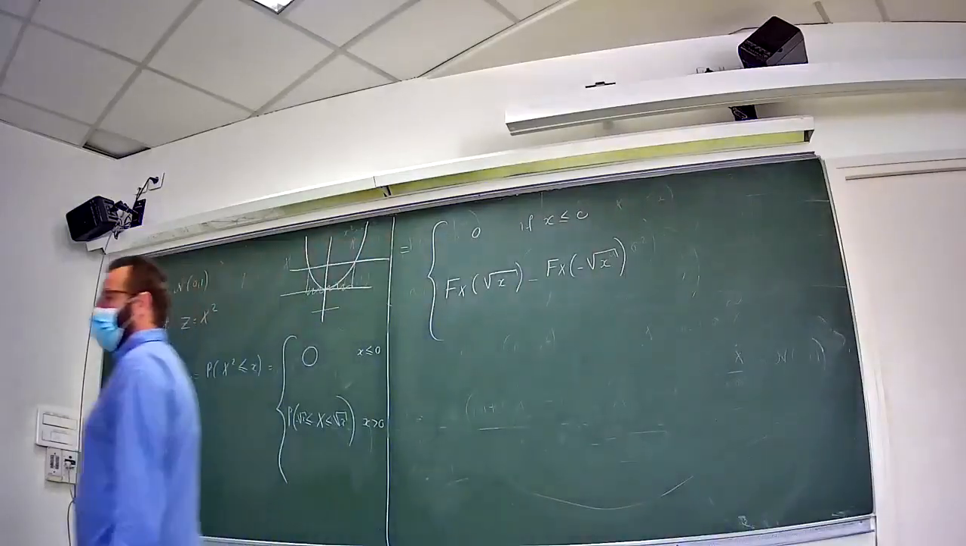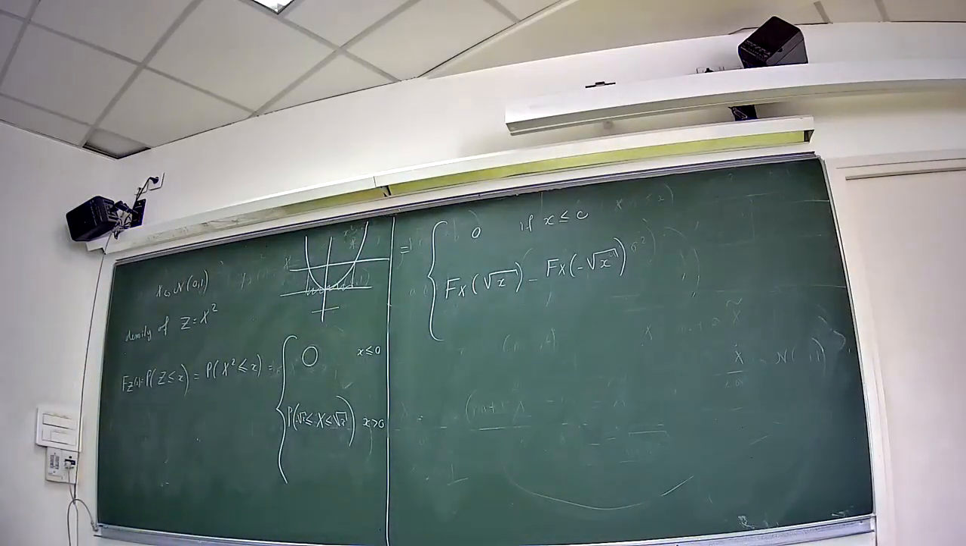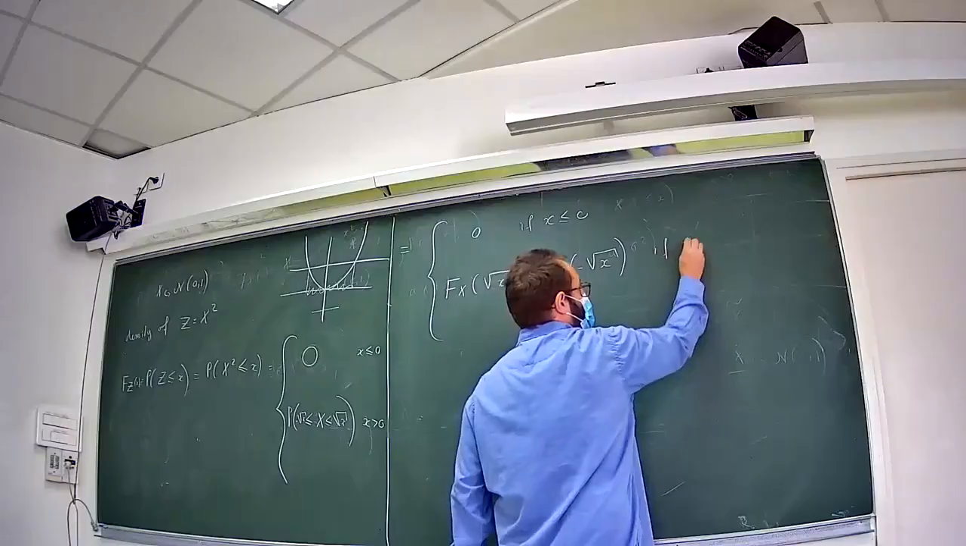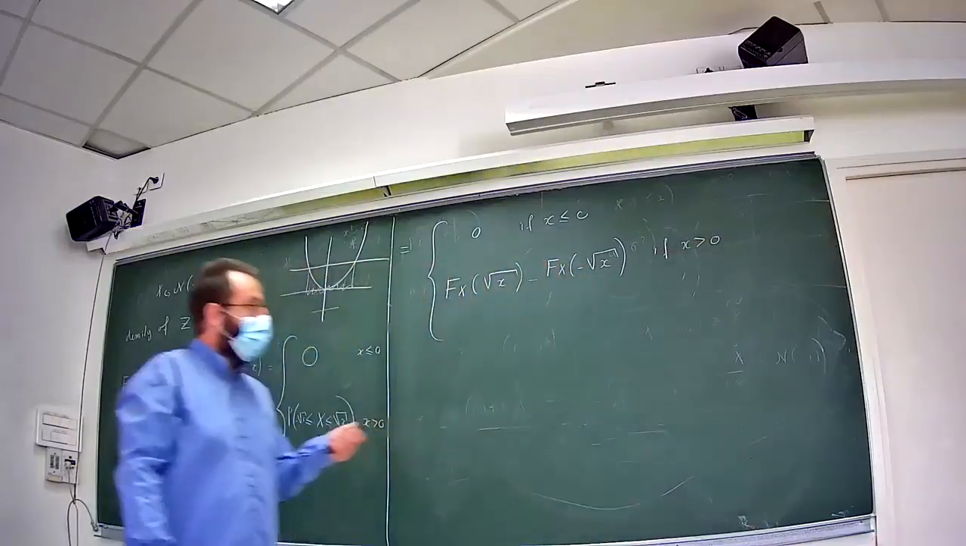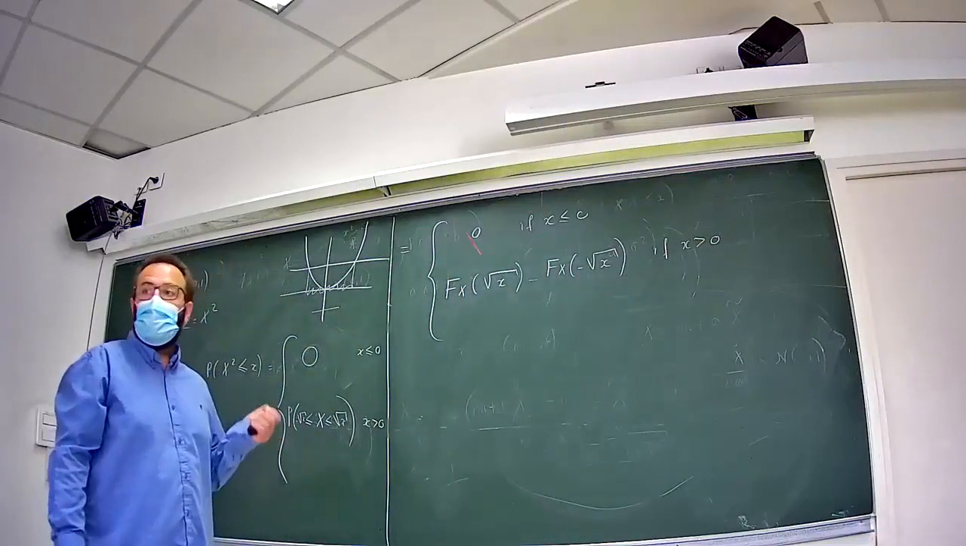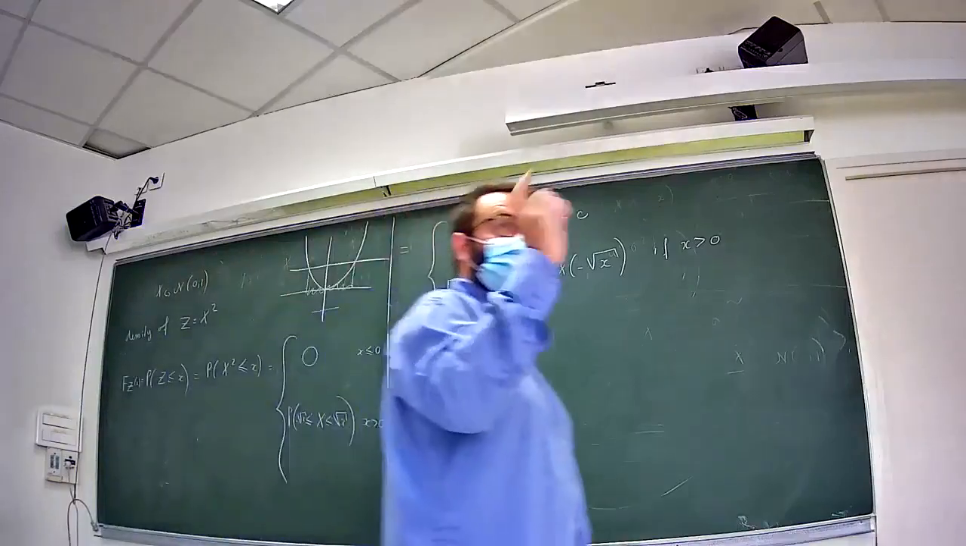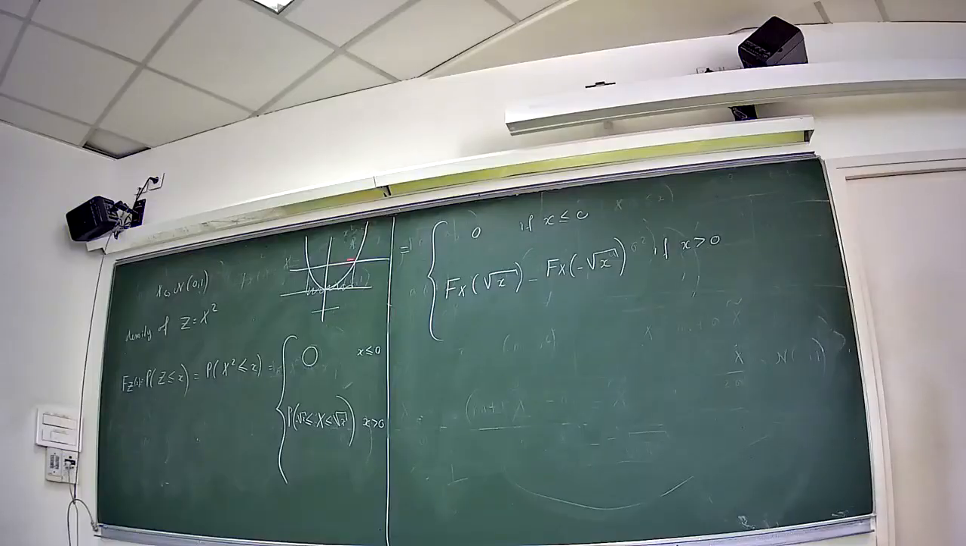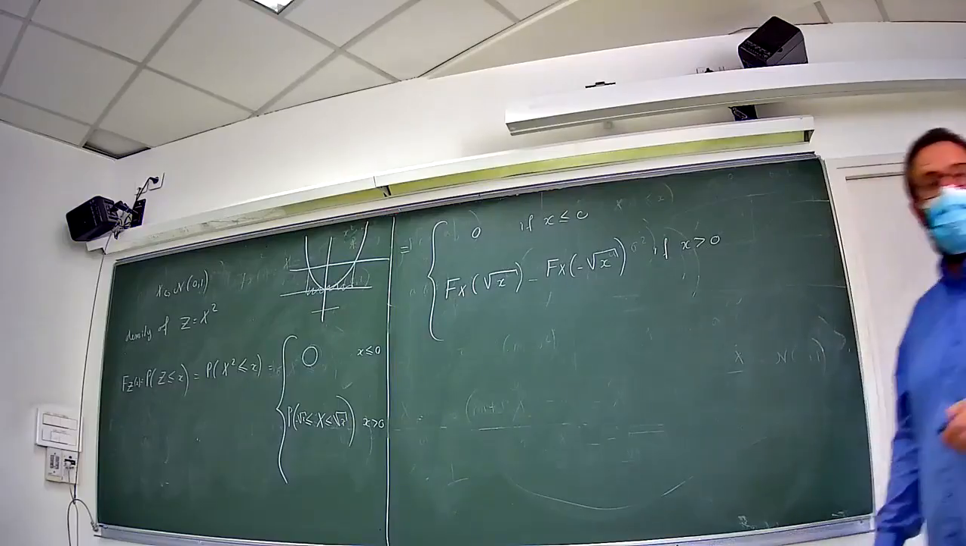So first I have to check that I am continuous. The only problem I may have for the continuity here is at x equal to 0, because at this point I change my definition. Before it's 0, after it is this one. So what happened at 0 for this expression here? It is fx of 0 minus fx of 0, but that gives 0. So fx is continuous without problem.